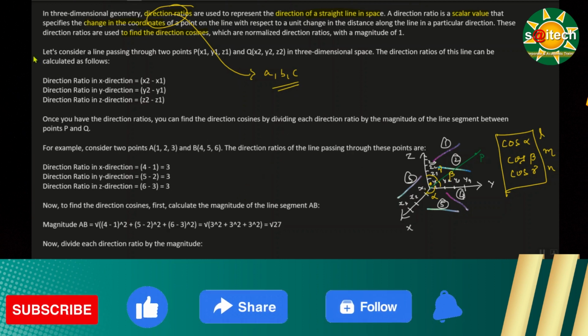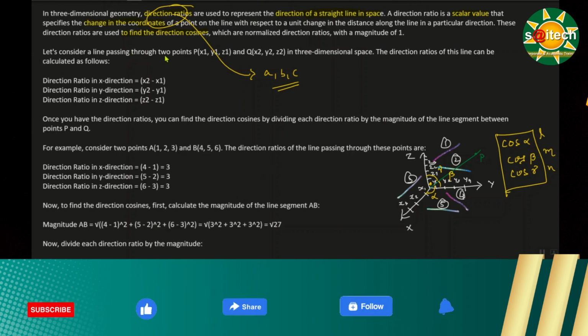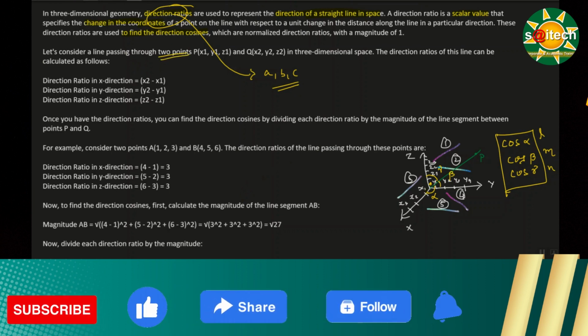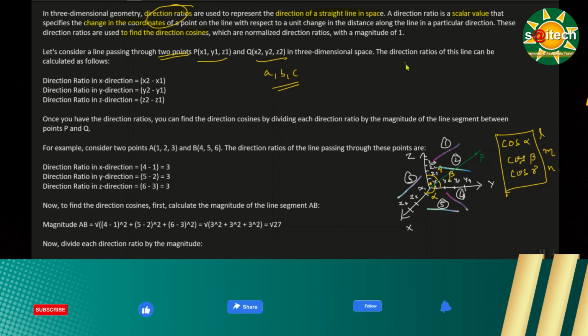And let us consider a line passing through 2 points here. Okay, so 2 points are there. What are those points? P and Q. P is represented as a point x1, y1, z1, and Q with the coordinates x2, y2, z2.